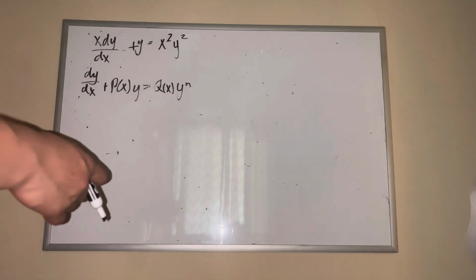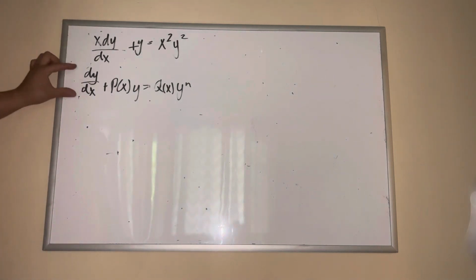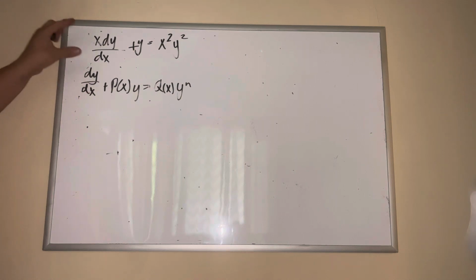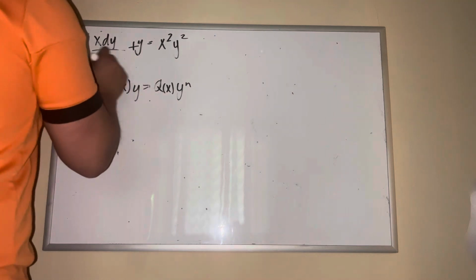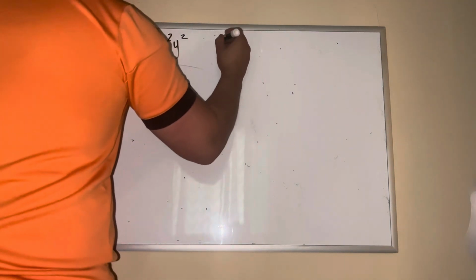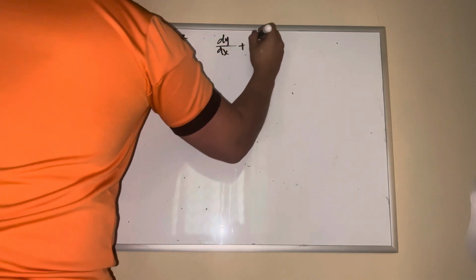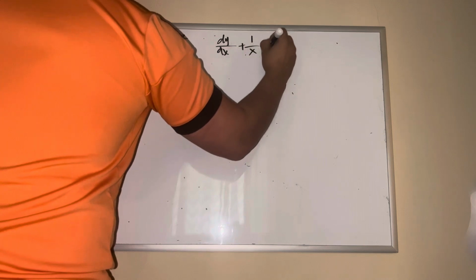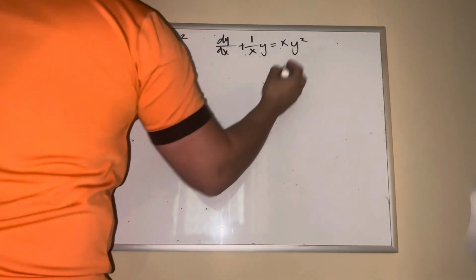Okay, so I will be solving a Bernoulli equation. So the first step, we would have to put our equation into the standard form for a Bernoulli equation. So there's an x here, so we would divide by x. So I'm just going to divide the entire thing by x. That would turn into dy/dx plus 1 over x y is equal to x y squared.